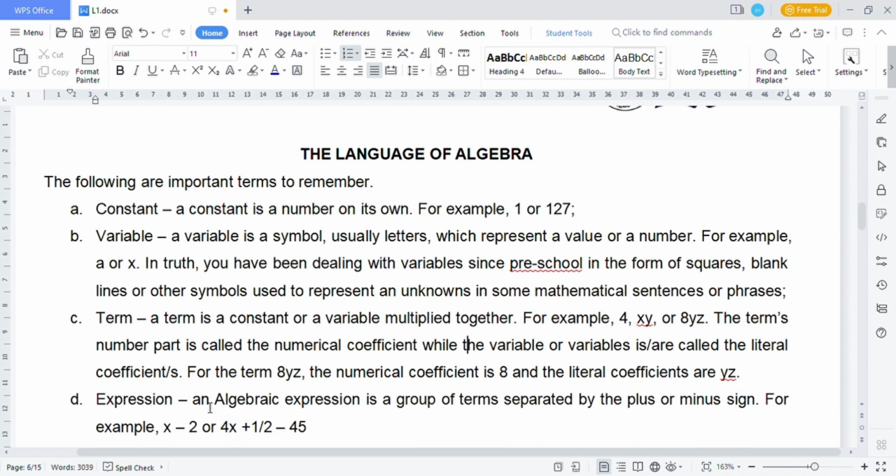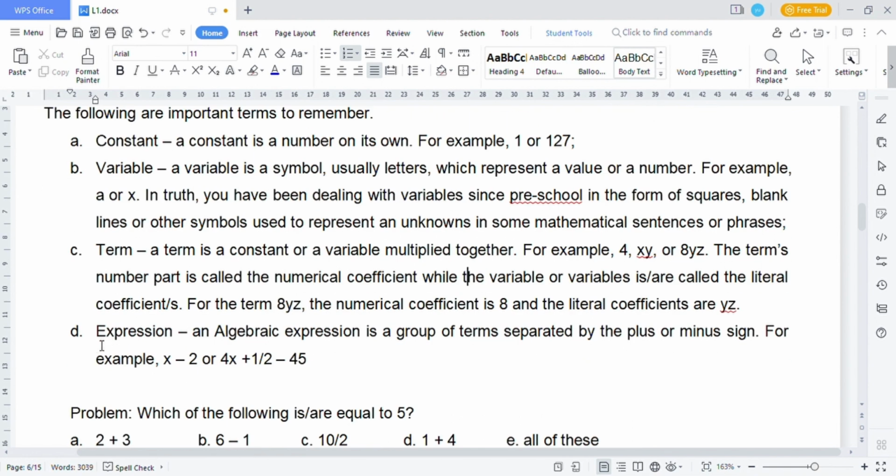So, letter D, expression. An algebraic expression is a group of terms separated by the plus or minus sign. For example, x minus 2 or 4x plus 1 half minus 45. So x minus 2 is an example of an expression. 4x plus 1 half minus 45 is an example of an expression. Especially when there are no equal signs.